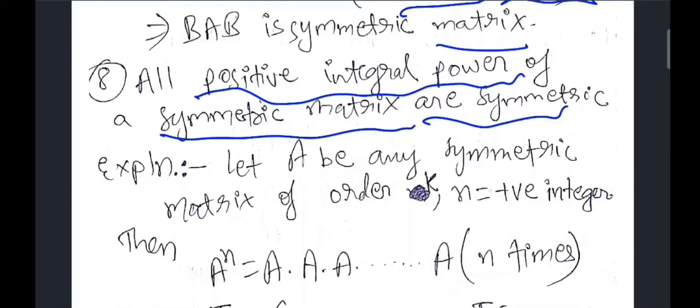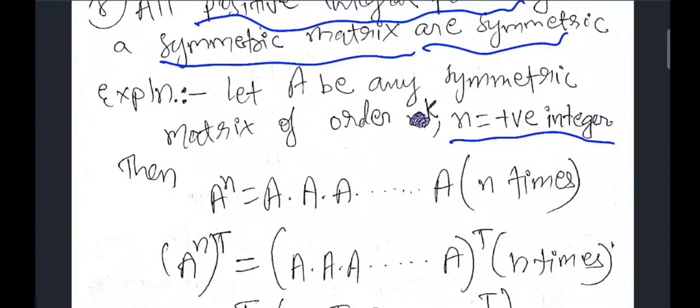So let us look at the proof of this. Let A be any symmetric matrix of order k, and n is a positive integer. Clearly the order of A is k and it is symmetric, as it is given that A is symmetric. Symmetric means it must be a square matrix, so the order will be k cross k. Instead of writing k cross k, we simply write order k. Now n is a positive integer, so the matrix A to the power n will mean A multiplied by A multiplied by A, n times.